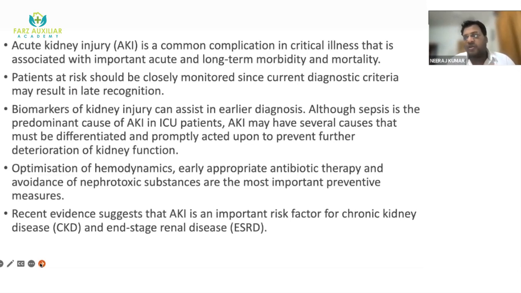And third, most important is the optimization of hemodynamics, which includes early appropriate antibiotic therapy. And then, as the nephrologist would most frequently write, the avoidance of nephrotoxic drugs or substances, because these are most important in causing acute kidney injury. Later on, AKI may be an important risk factor for development of chronic kidney disease and later on end-stage renal disease.